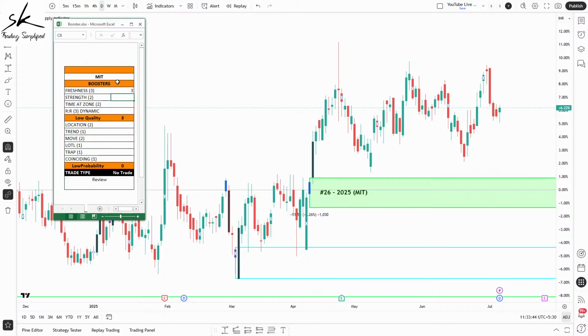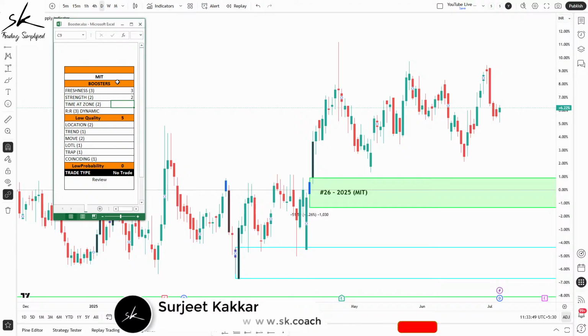So this is green, which makes it a fresh zone, and it gets a score of 3. Strength, we have an explosive move. That is the reason the indicator is marking it, gets a score of 2. Time at the zone, we only have one candle in the basing, which is again a score of 2. Reward to risk ratio, we'll take it as an assumption.